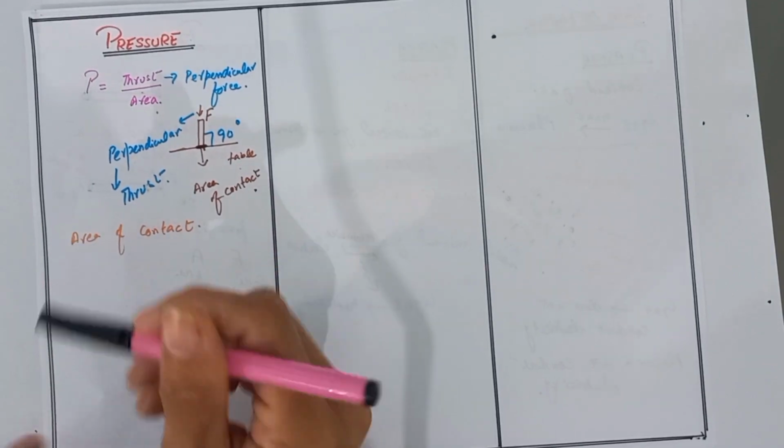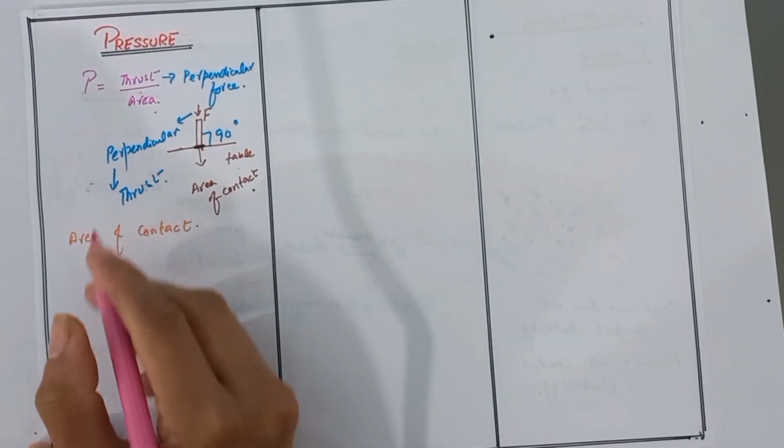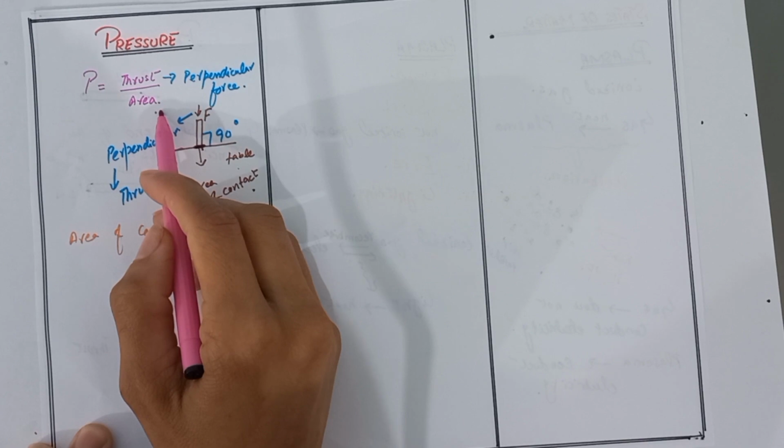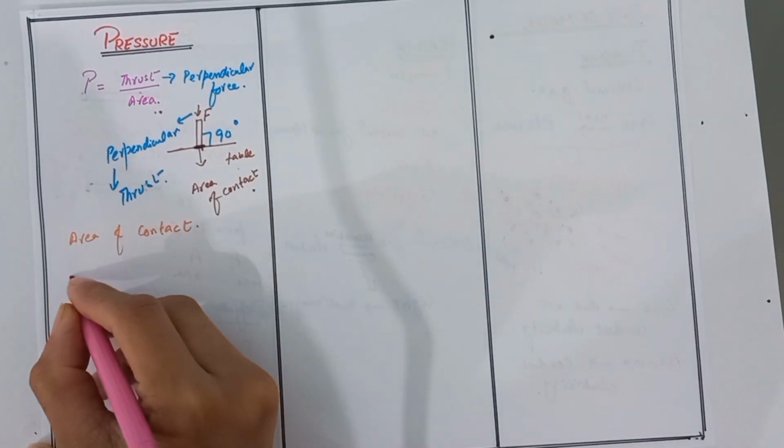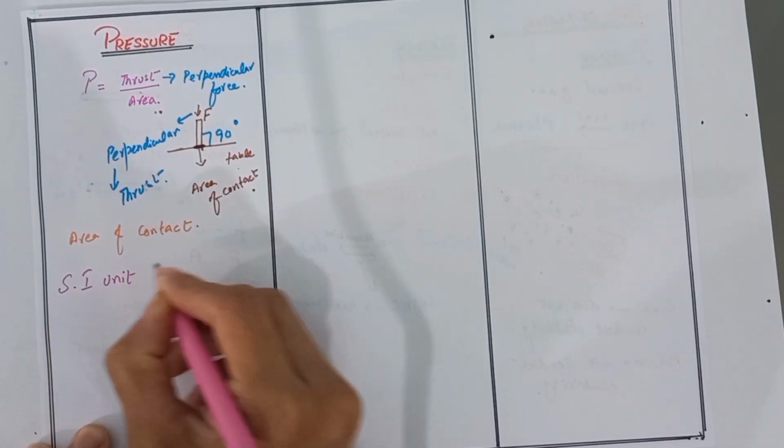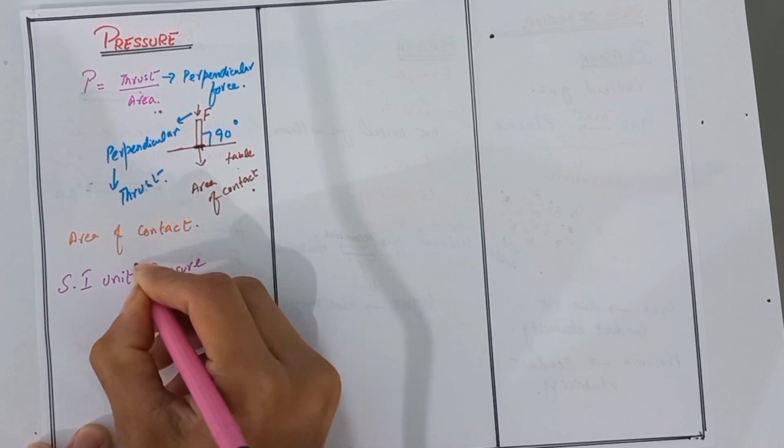So that is the definition of pressure. The proper definition of pressure is perpendicular force divided by the area. Clear guys? So guys, can you tell me the SI unit of pressure?